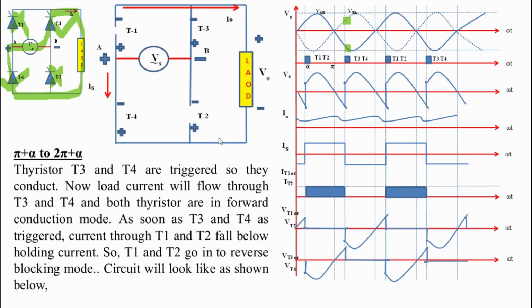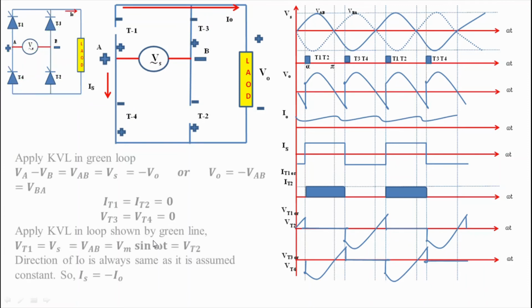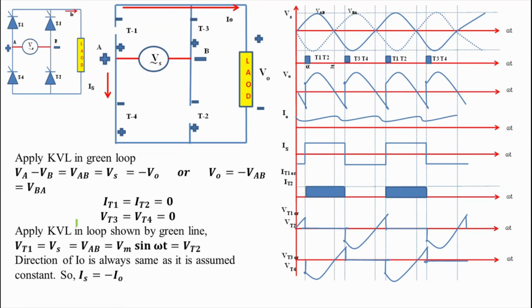Now we will find the parameters from pi plus alpha to 2 pi plus alpha. Here apply KVL in loop having Vs, T3, V0 and T4. We get output voltage is equal to VBA and that is equal to minus Vs. Thyristors T1, T2 are off. So we can write IT1 is equal to IT2 and that is equal to 0. Thyristors T3 and T4 are short circuited. So we can write VT3 is equal to VT4 and that is equal to 0.